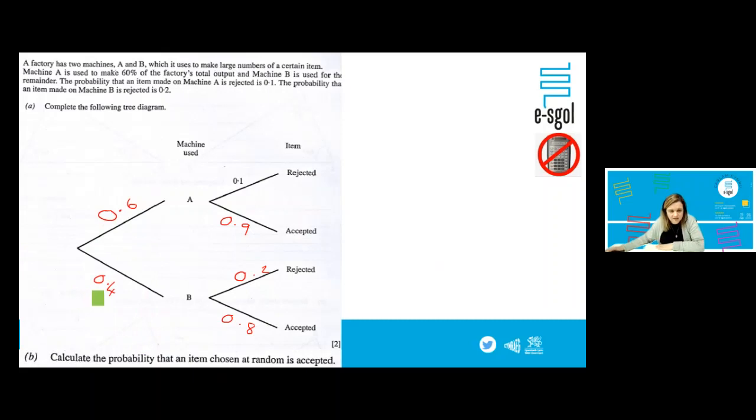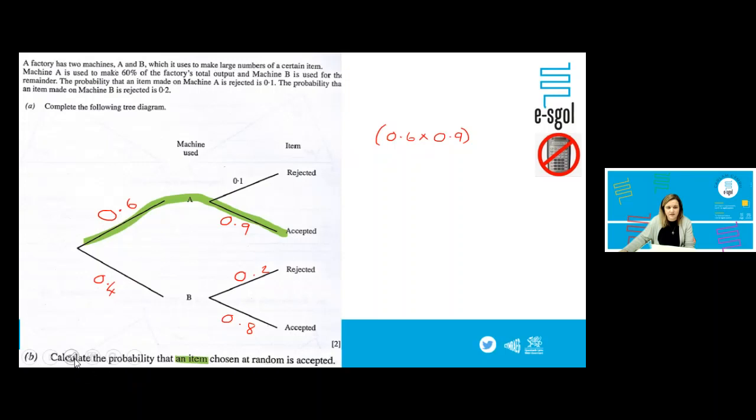And it says, calculate the probability that an item chosen at random is accepted. Now, this does not say what machine is being used, but it is only talking about one item being accepted because it's saying an item. So if we use machine A, that would then lead us to being accepted as 0.9. We've got 0.6 of choosing that machine, and then 0.9 for being accepted. So the starting calculation would be 0.6 multiplied by 0.9.